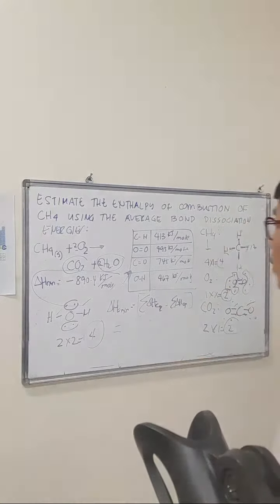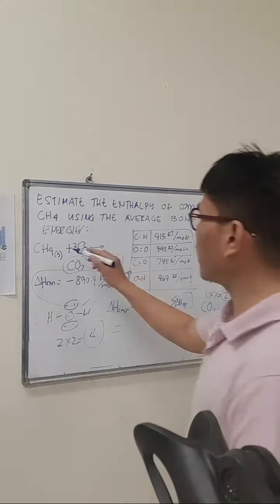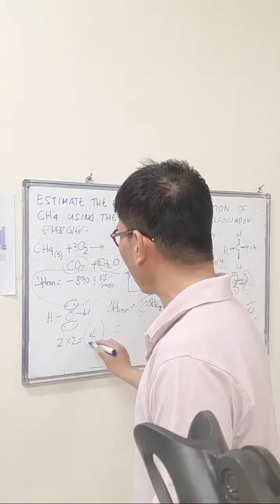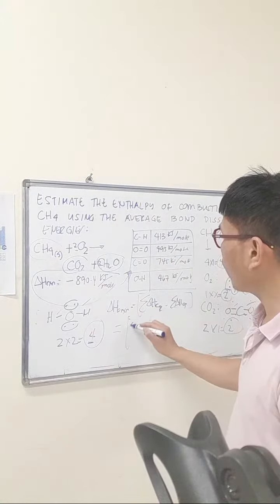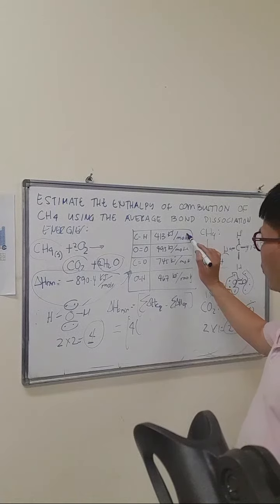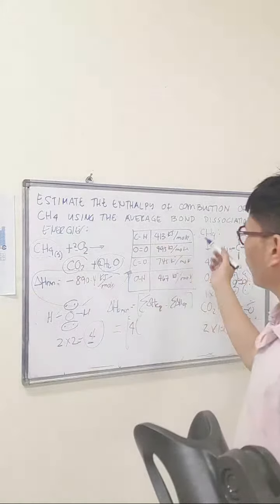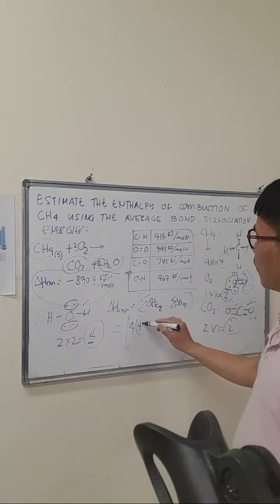So how many reactants do we have? We have the methane and the oxygen. For methane, we got 4 earlier. So 4 times the bond enthalpy of C-H in methane, which is 413, so 4 times 413.